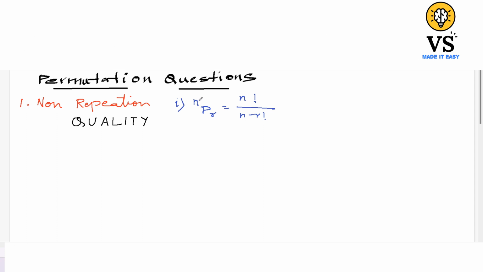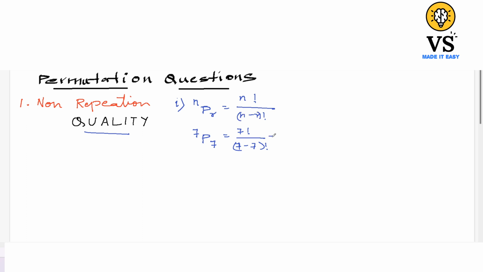So n is what here now? Total given things, and r is the condition. What is the total number of given letters? 3, 4, 5, 6, 7. So 7P. Now r is the condition. For arranging a 7-letter word, how many places do we need? We need 7 places to arrange a 7-letter word. So r will also be 7. Now 7 factorial by (7 minus 7) factorial.